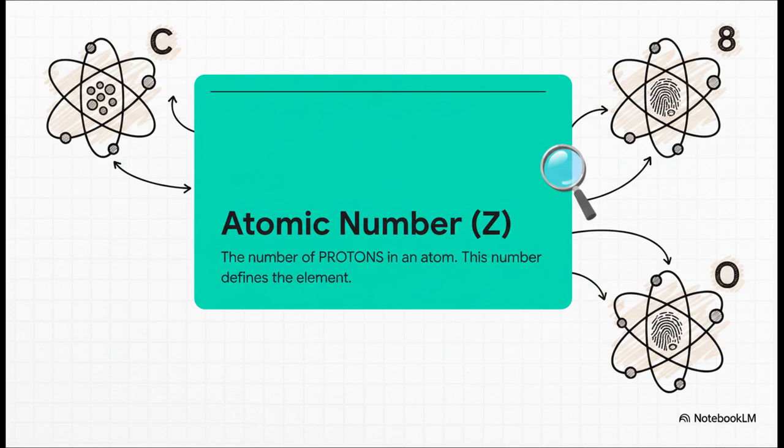It's just the number of protons it has. If an atom has 6 protons, it is carbon, period. If it has 8 protons, it is oxygen. No exceptions. That's the rule that defines what element it is.